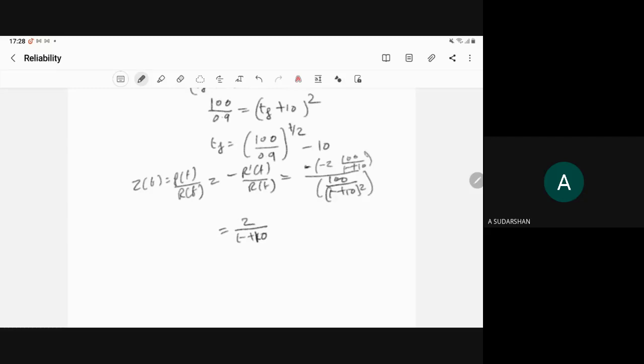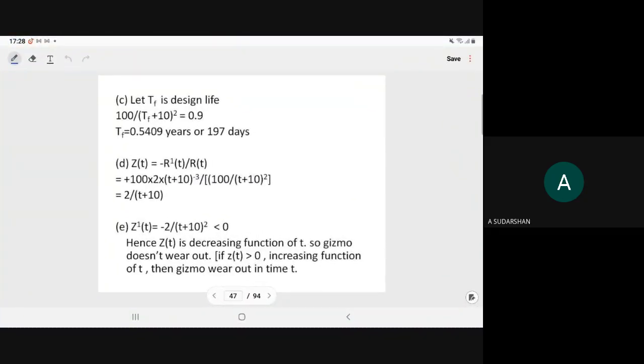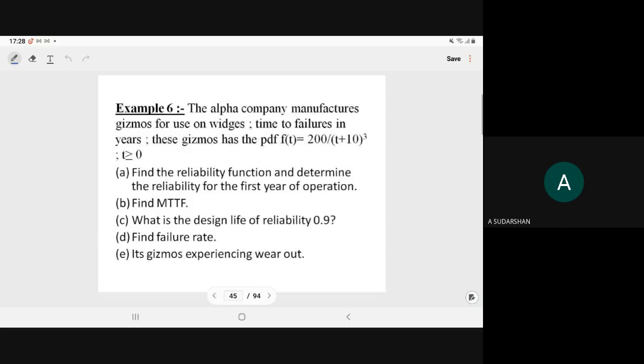So from Z(t), in the last part they are asking: are the gizmos experiencing the burn out? What is the meaning of experiencing the burn out? Anyone can answer? What is the meaning of the burn out? Phase 3. Eh? Device reaches phase 3.